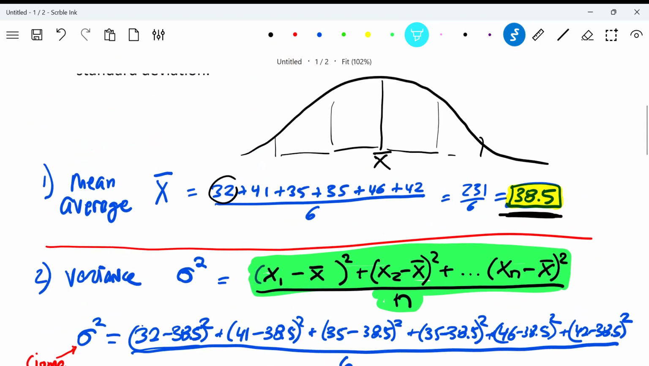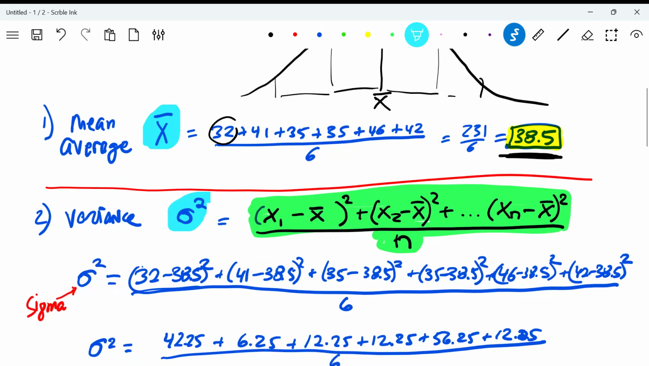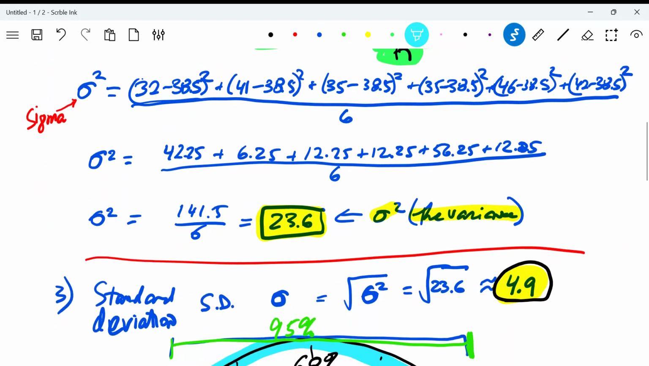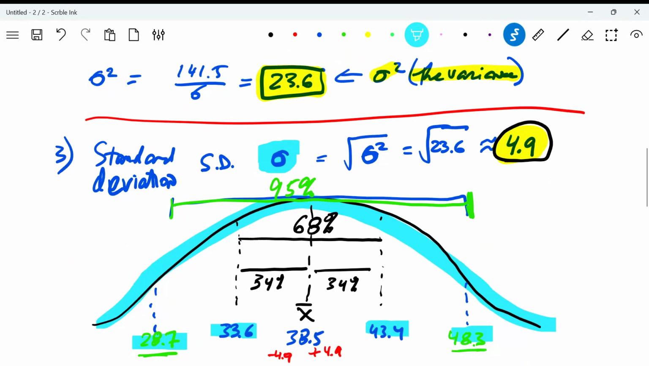Well, let's review these steps. The first thing was to find the average or the mean. Second was to find the variance, and that's the one that can be a bit tedious to do, so you do it very carefully. And then third was to find the standard deviation, which is an easier thing to do once you have the variance correct.